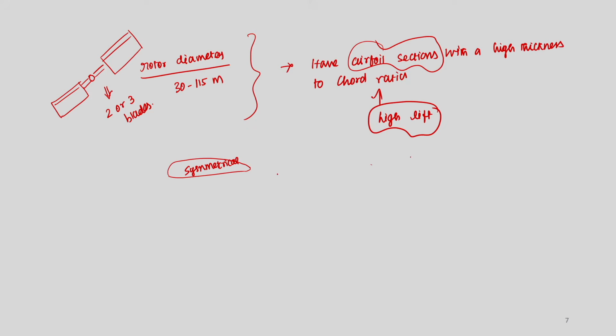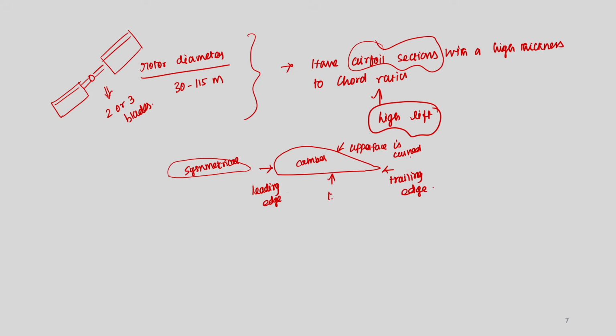So, there is another type called the camber airfoil section. In the camber airfoil section the upper face is curved. So, this is the leading edge. So, this is the trailing edge. So, this is the lower surface, right. So, then what is this terminology?